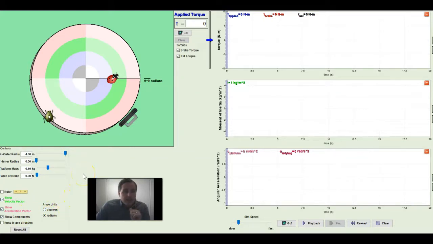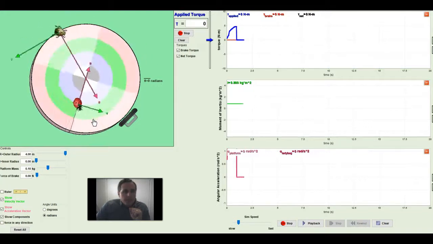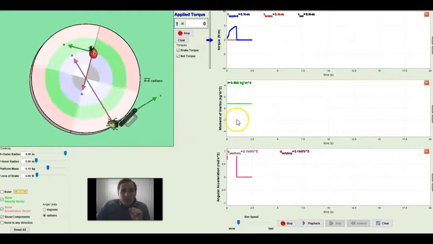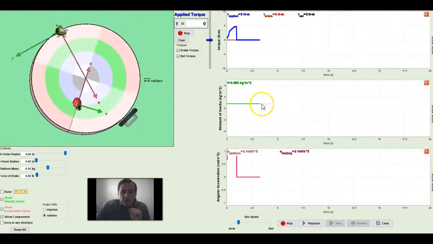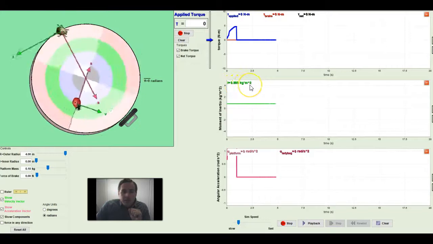because that's SI units. So let's in fact spin this turntable up, pretty similar to what we did before, and we'll examine the torque and look at the moment of inertia. Okay, so that's kind of similar to what we did before. Now notice the moment of inertia is staying constant. It's 0.809 kilogram meters squared.